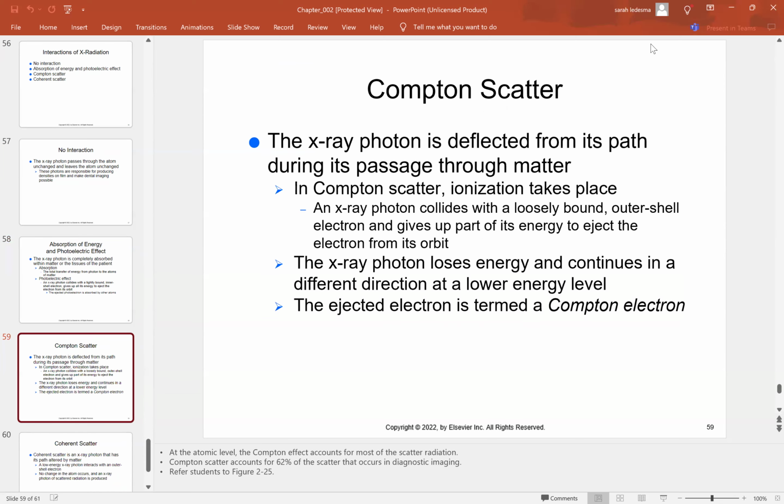Compton scatter, the X-ray photon is deflected from its path during its passage through matter. In Compton scatter, ionization takes place. The X-ray photon loses energy and continues in a different direction, but at a lower level of energy. The ejected electron is termed a Compton electron.